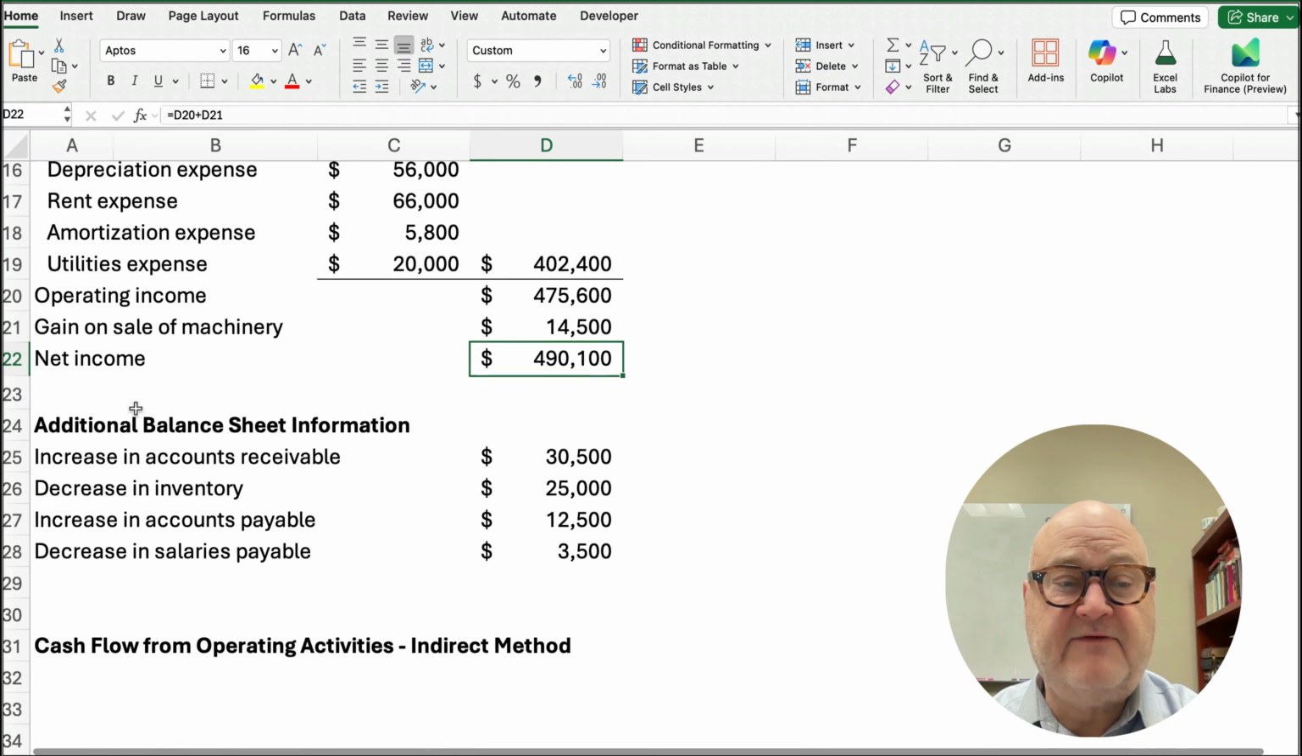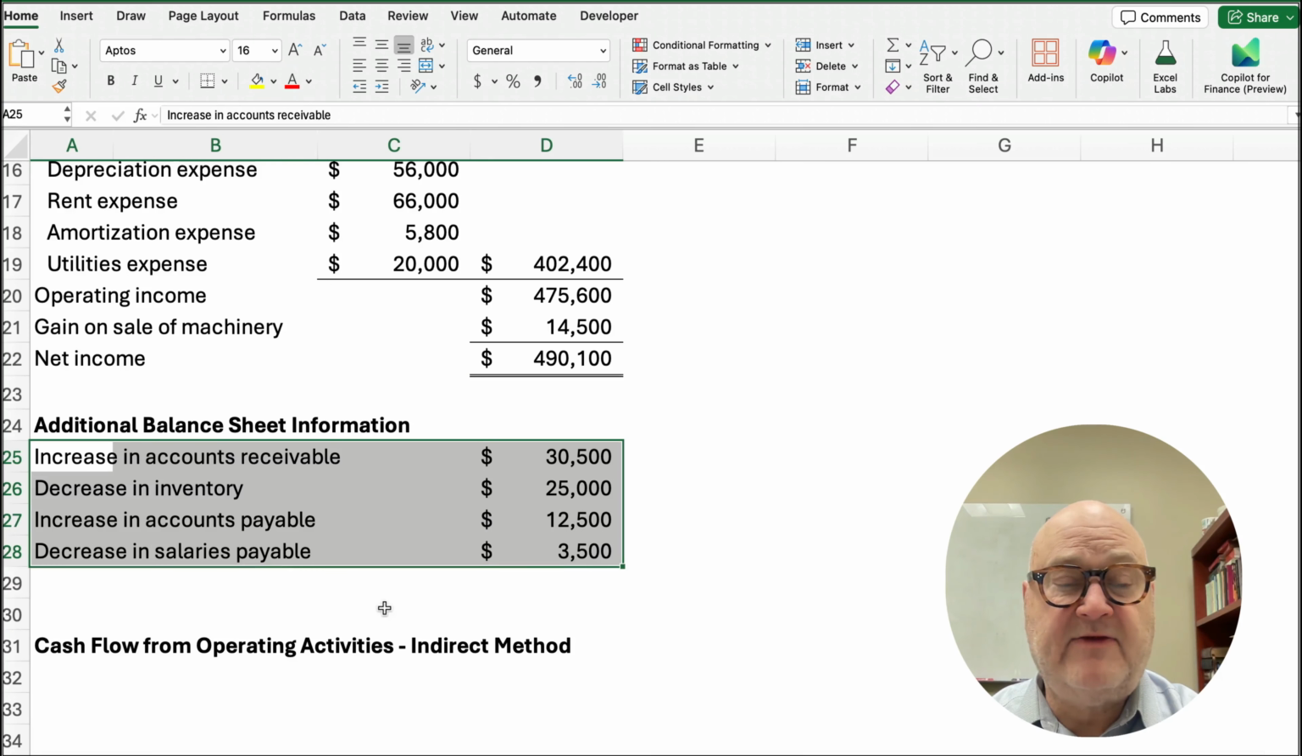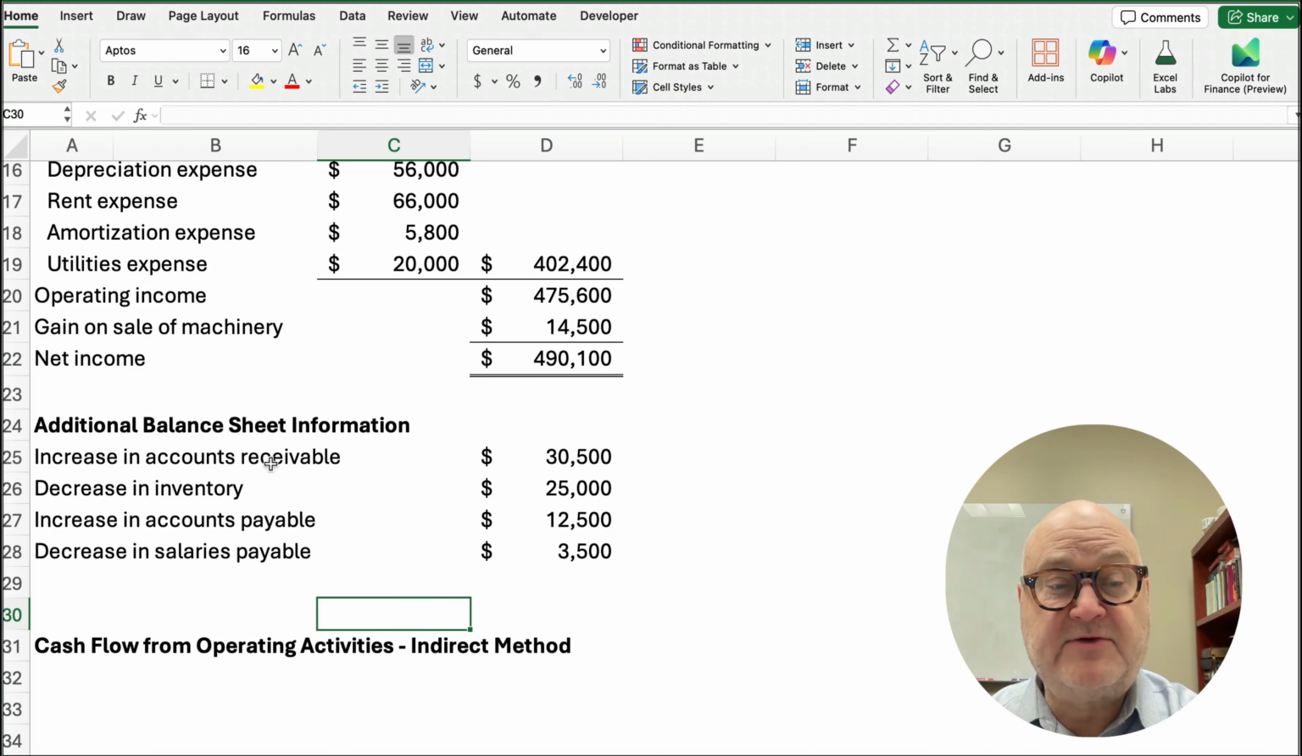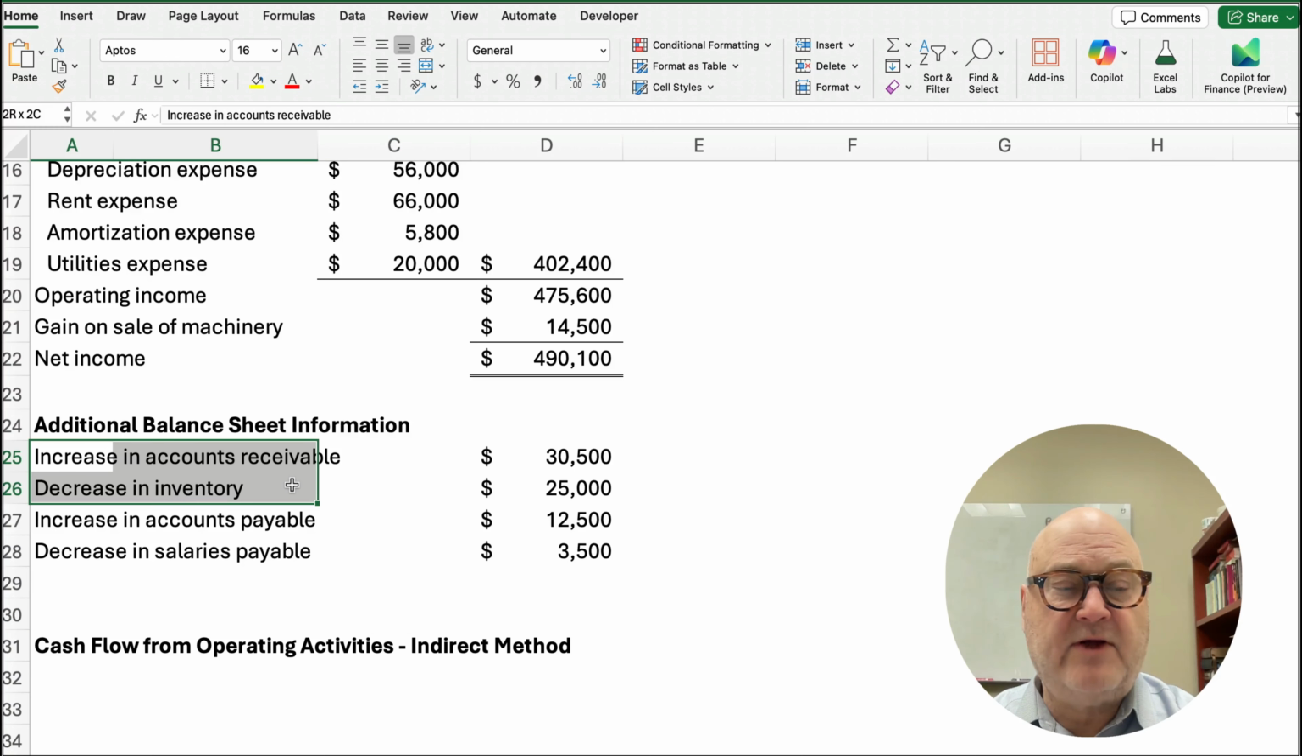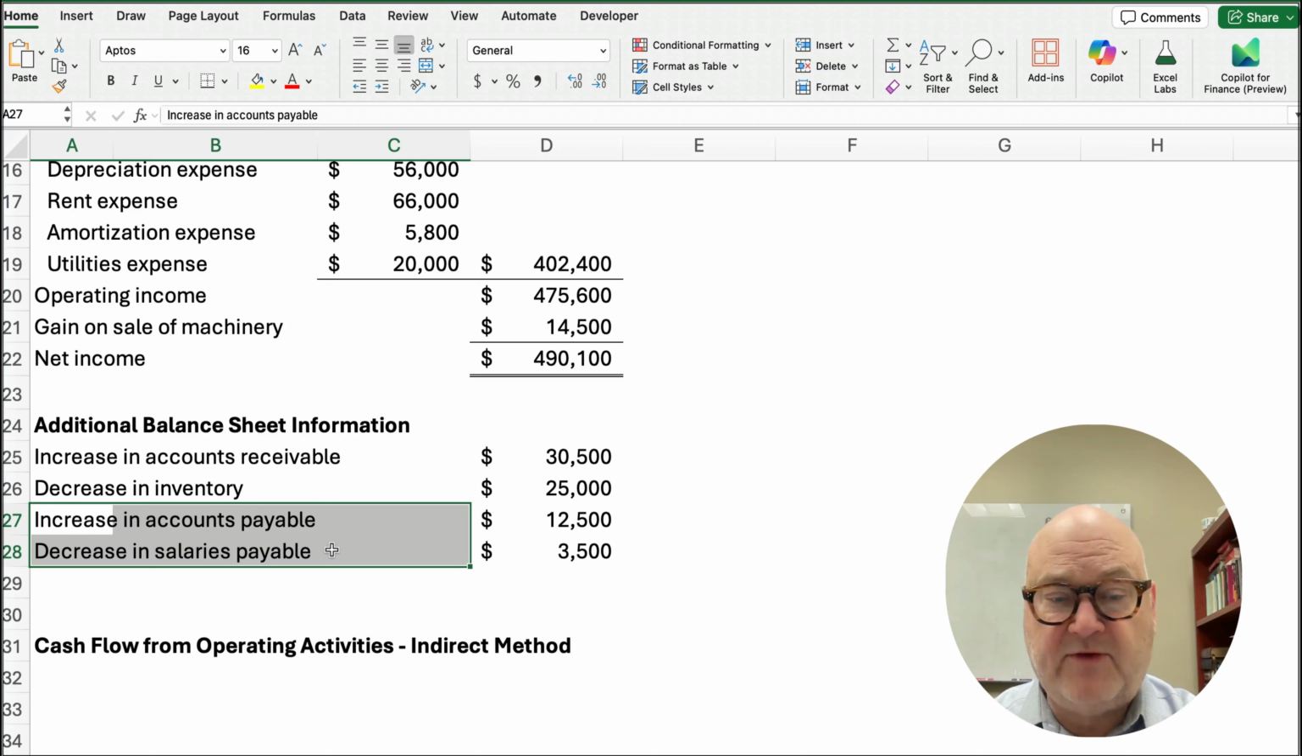We have a little bit of balance sheet information that says we have an increase in accounts receivable and a decrease in inventory. Now remember our rules from the previous video: anytime an asset goes up, we assume cash goes down. Anytime a liability goes up, we assume the cash goes up because we're borrowing money. So we have two assets, one goes up, one goes down. We have two liabilities, one goes up, one goes down. So we can see one's going to be plus, one's going to be a minus.